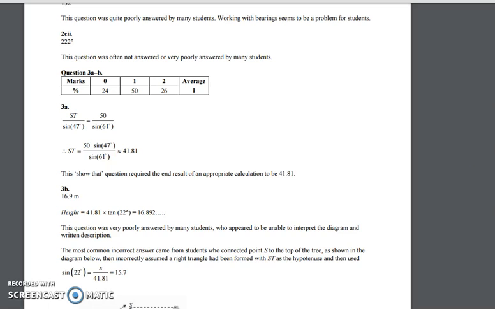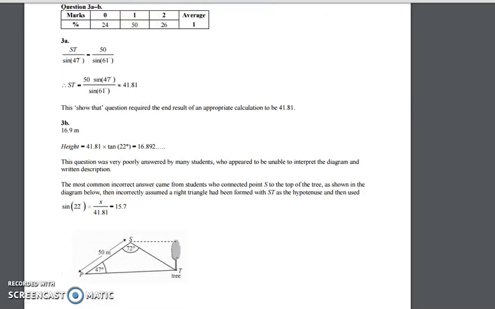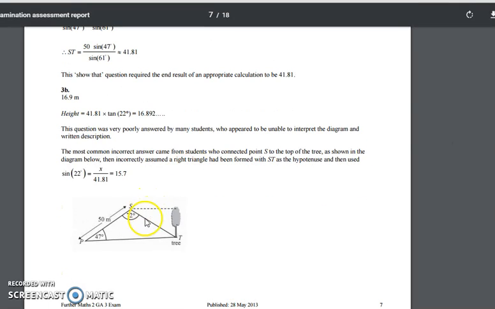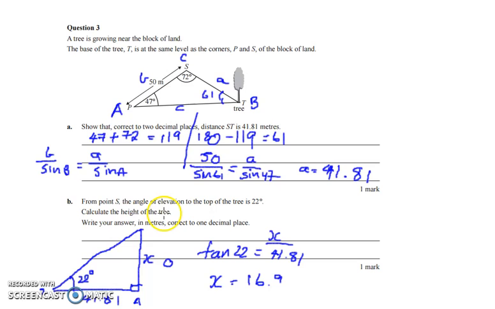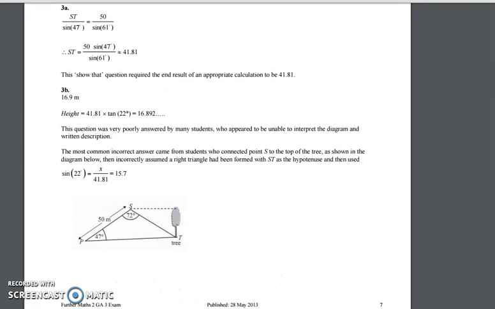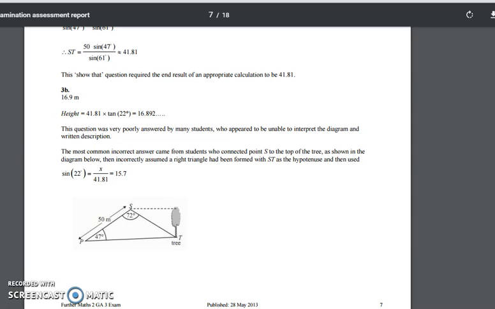One of the things they did say in this question is when people drew this triangle, they assumed that the ST was the hypotenuse, so they drew this up here as the right angle. However, if we're looking at it from our diagram, this is our tree here. So it's not the hypotenuse, it's actually the base, 41.81. Hopefully you did well with this question. You got the full 2 marks and were in that 26%.